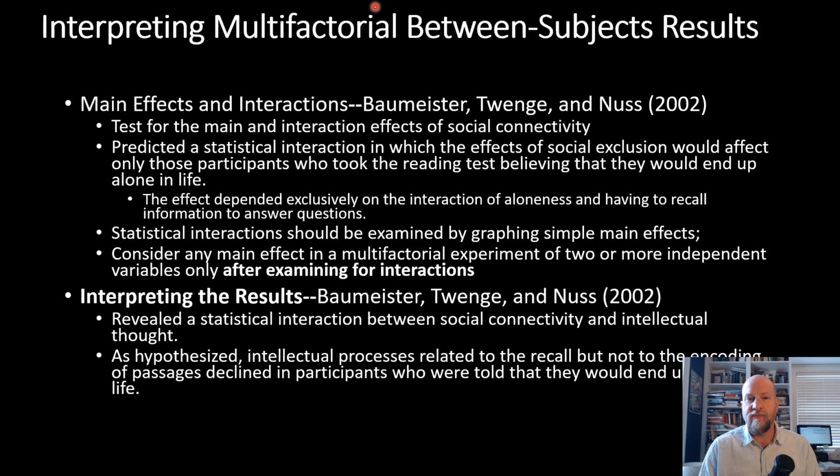What they found was the effect depended exclusively on the interaction of aloneness and having to recall information to answer questions. Again, you examine statistical interactions by graphing the simple main effects and seeing how those lines look in relationship to one another. Any main effect in a multifactorial experiment of two or more independent variables should only be considered after you've examined for interactions. That's an important concept, and I think it's hard to wrap your head around logically, but if the impact of a single independent variable is dependent on, or interacts with, a particular condition of the other independent variable, then as you can imagine, you don't really interpret main effects.